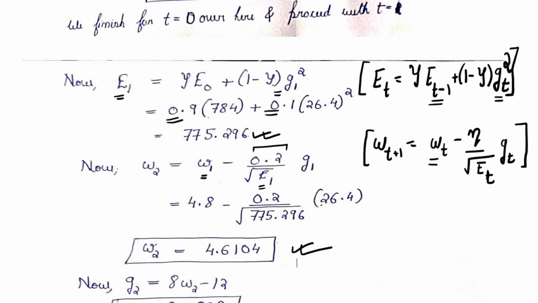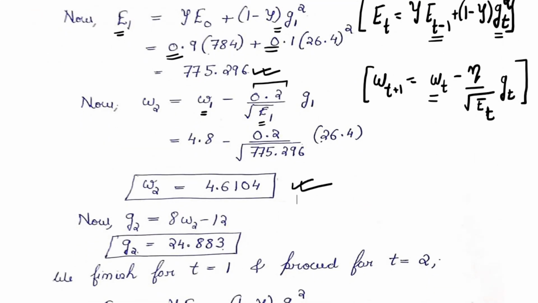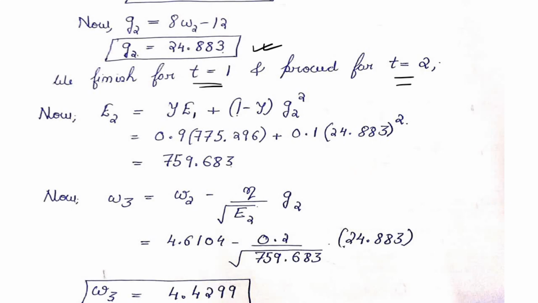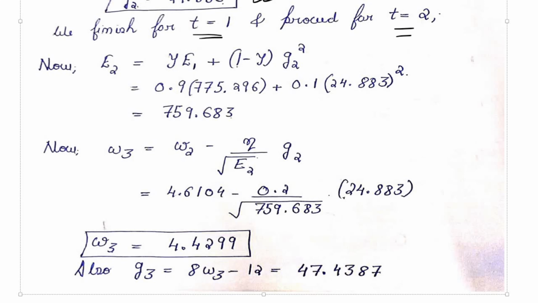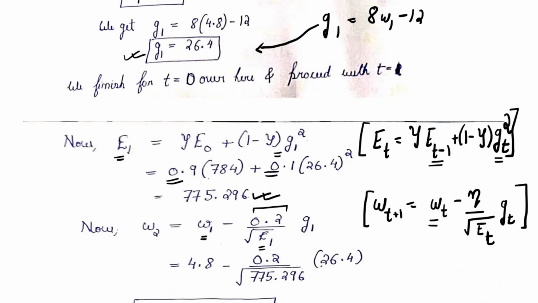Now we move a step further and calculate the value of G2, or the gradient at W2. This is what we are getting. We finish for t is equal to 1 and proceed for t is equal to 2. We do the exact same calculations as we did for t is equal to 1, and on proceeding we first find the value of this running average E2, which is gamma times E1 plus 1 minus gamma times G2 square, using the formula which we just wrote in the beginning.